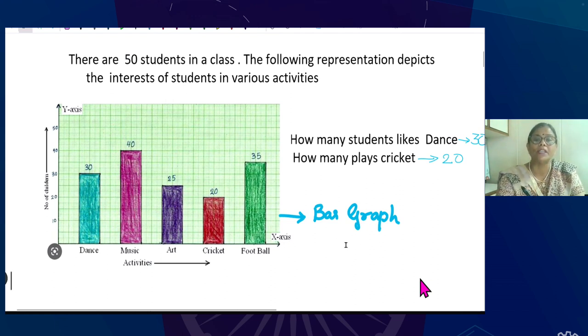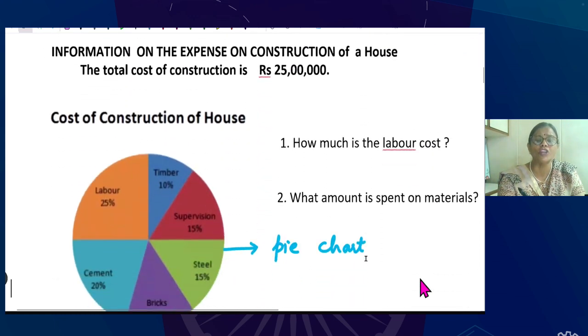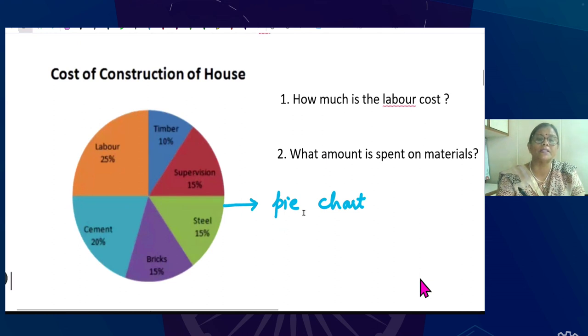And this is a representation. So this is a pictorial representation. And this is known as a bar graph. We have another form that is known as a pie chart. This way also we can represent certain information.